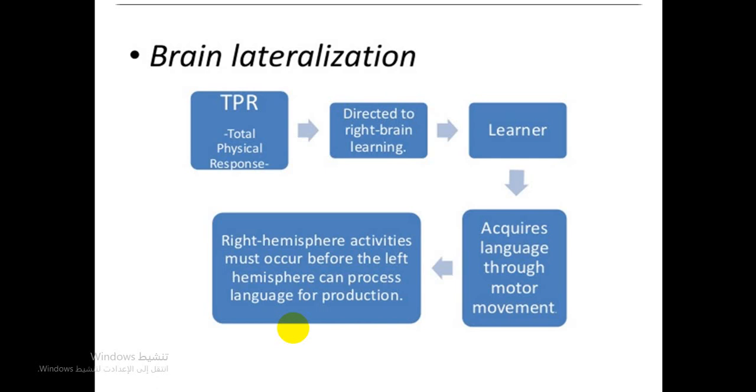So the right and left brain have different learning functions, such as right brain activity depends on motor movement, and left brain activity depends on watching and learning.